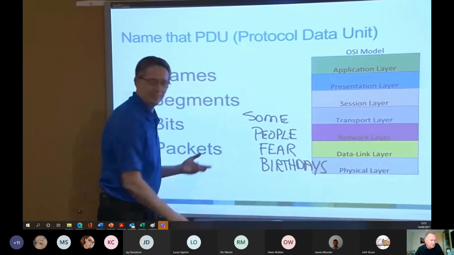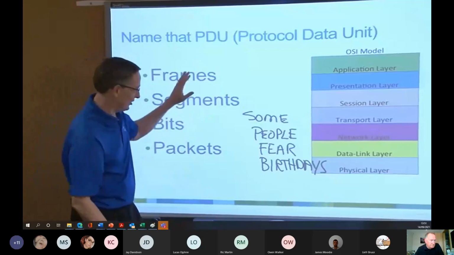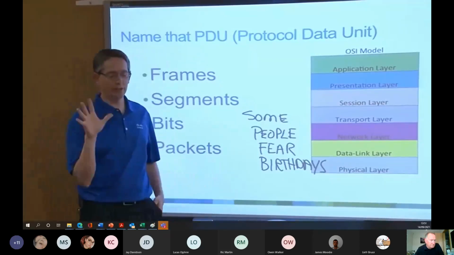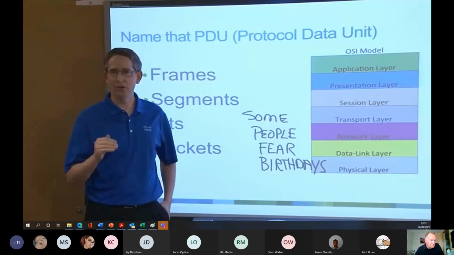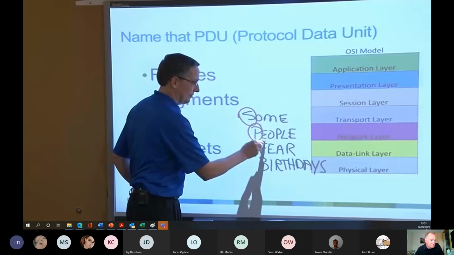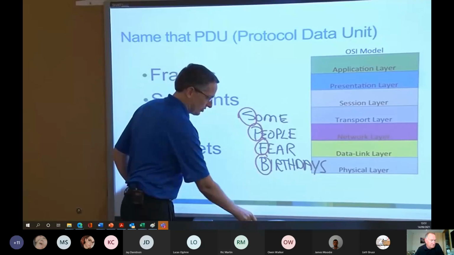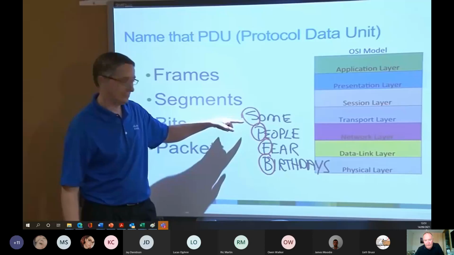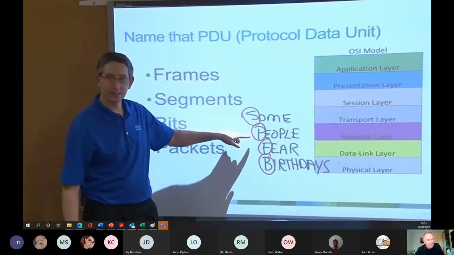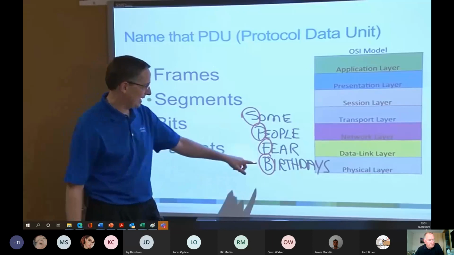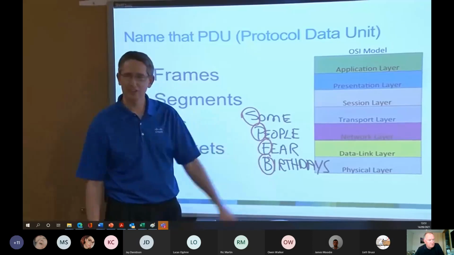So is that silly? Yes, it is. It's a silly little mnemonic. It's a tool that I can use. So if I'm thinking, okay, what are they again? I can say some people fear birthdays, and the first letter will remind me or help remind me of where they fit. So the transport layer, we're dealing with segments, that's the S. Network layer, packets, that's the P. Data link layer, F for frames, and bits for the B at the physical layer.